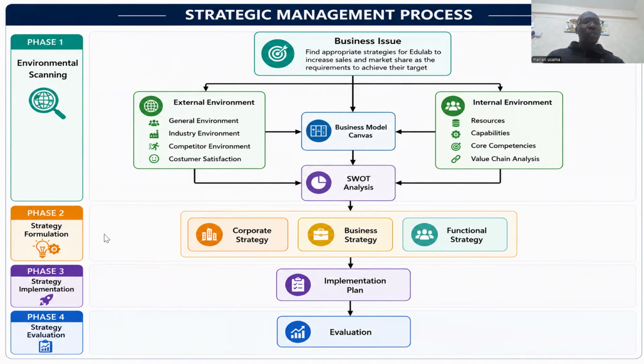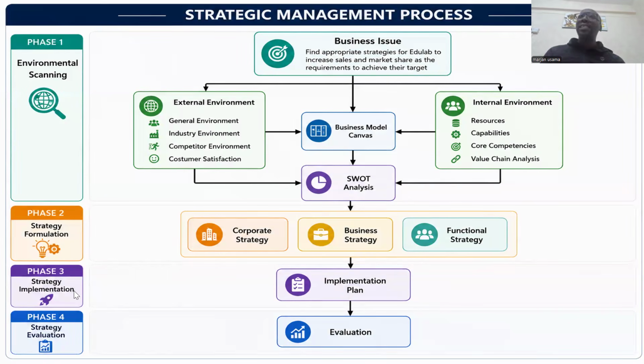Then number two is phase two. It's known as strategy formulation. So when you are talking about strategy formulation, this is where you choose your strategy. Remember in our last lesson last week, we talked about the corporate strategy, the business strategy, and the functional strategy. These are the three main types of strategy in an organization.